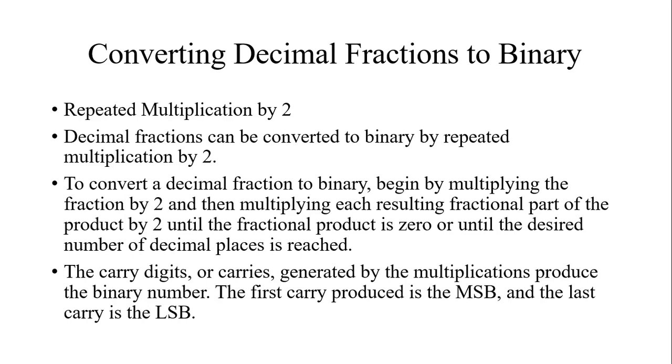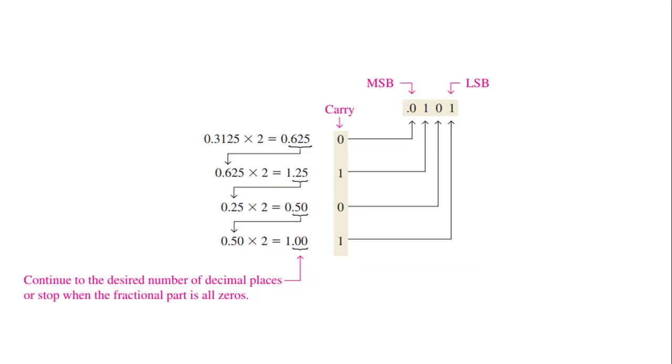The first carry produced is the MSB and the last carry is the LSB, the most significant bit and least significant bit. Example: to convert the decimal fraction 0.3125 to binary, multiply this fraction by 2. This is the first multiplication, and this is the product. The whole part of this product is 0. This is the carry, and these carries, the whole parts of these products, will form our binary fraction.